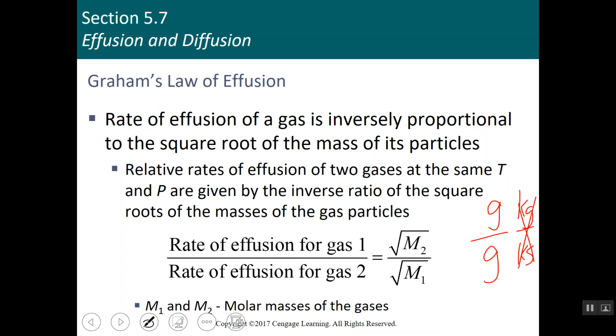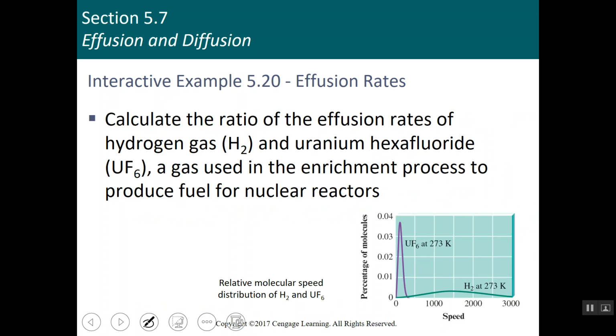Please also note that this is a square root, and if you want to know the rate of effusion for gas 1 to gas 2, then you actually flip it on the other side. So you're going to look at the molar mass of 2 over the molar mass of 1, and the square root of each of those. So we're going to calculate the ratio of the effusion rates of hydrogen gas and uranium hexafluoride.